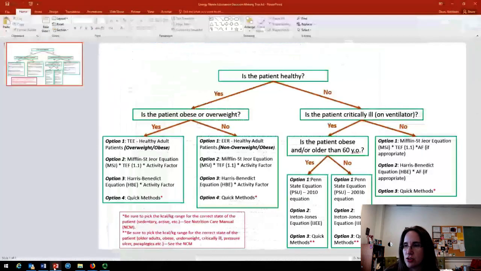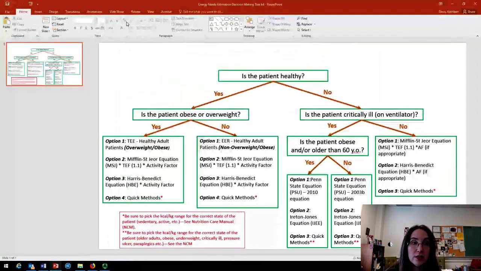Now, let's go back to our decision tree. So if you decide the patient's not healthy, then you have some other questions. Are they critically ill? When we say critically ill, typically a critically ill patient would be on the ventilator and in the ICU. And if the answer to that question is yes, then you would go to the next question, which is, are they either obese or older than 60? If either of those answers is yes, then you use a particular Penn State, or you could use Ireton-Jones or a quick method. If the answer to those is no, well, then you might use the other Penn State or Ireton-Jones or a quick method.